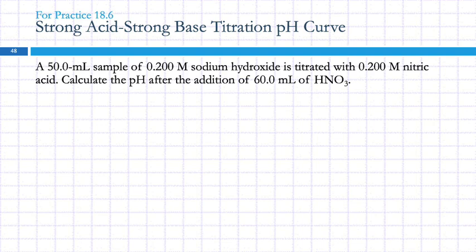A 50 milliliter sample of 0.2 molar sodium hydroxide is titrated with 0.2 molar nitric acid. Calculate the pH after the addition of 60 milliliters of nitric acid.